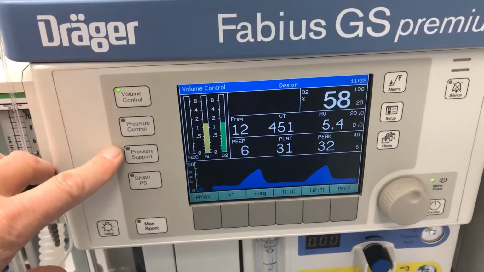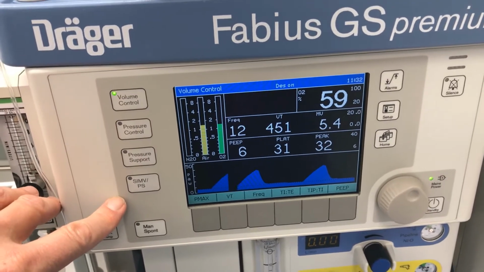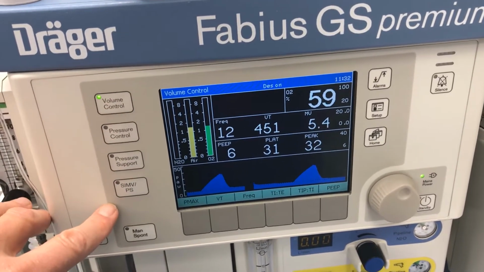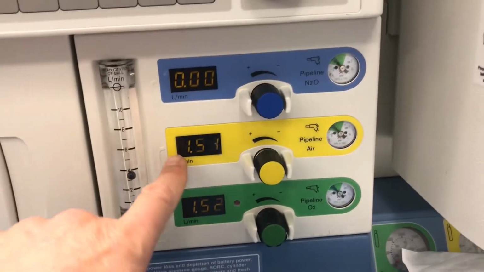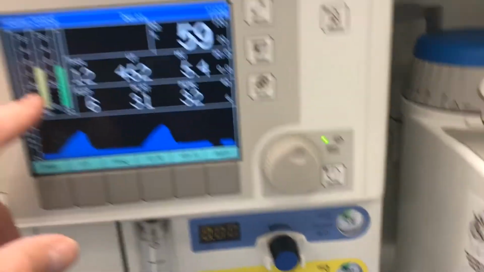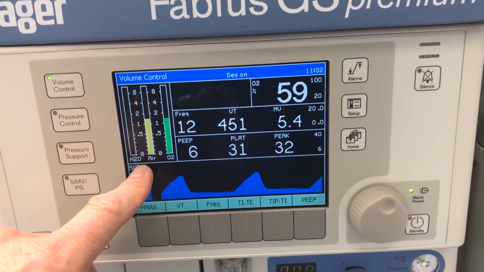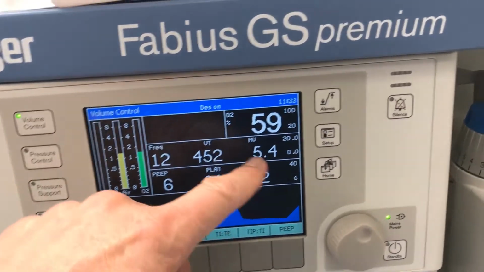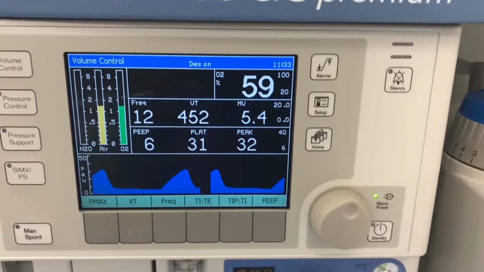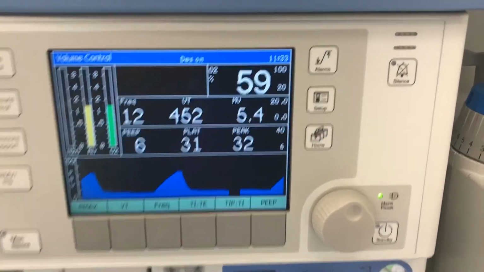On the left side, we have the individual modes of ventilation. This does pressure support with apnea backup. We have our fresh gas flow controls down here. Those are also mirrored electronically here. The current total fresh gas flow is about 3 liters per minute, but our minute ventilation is 5. So again, we are recycling air.